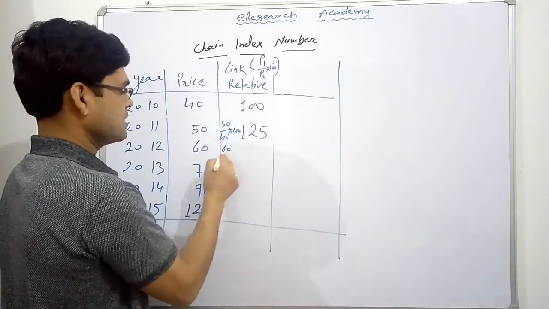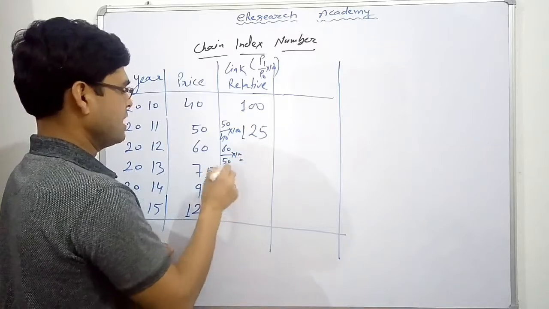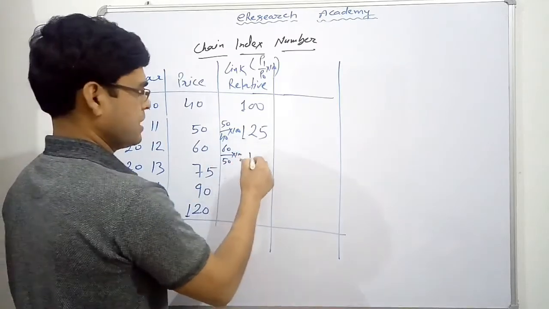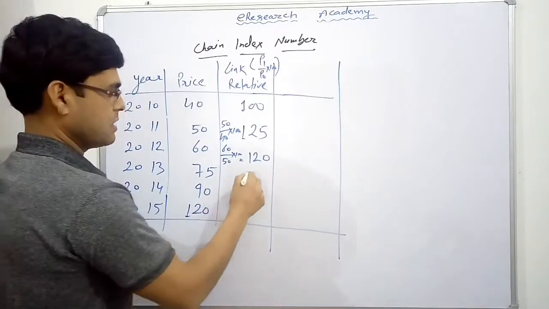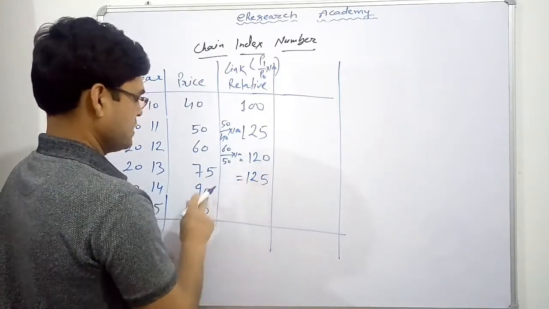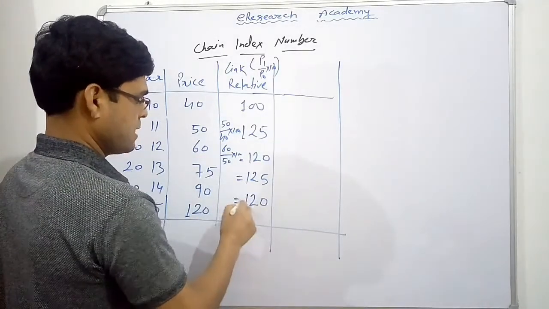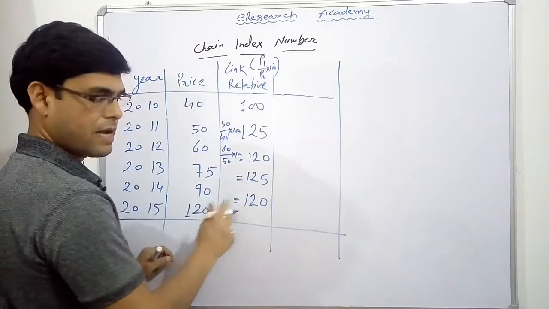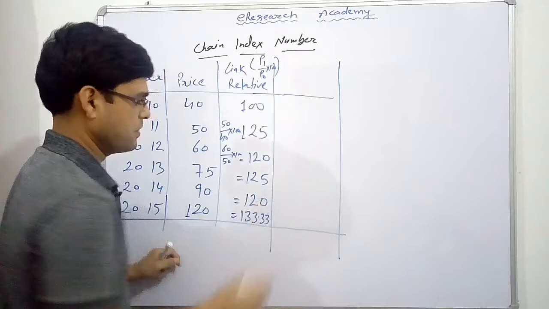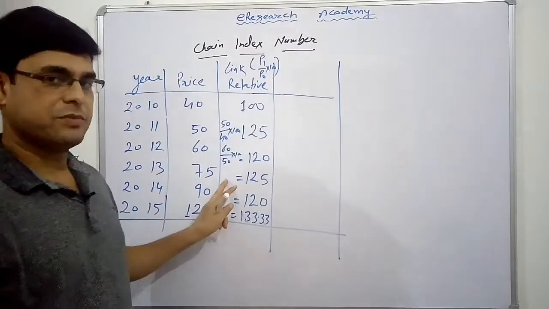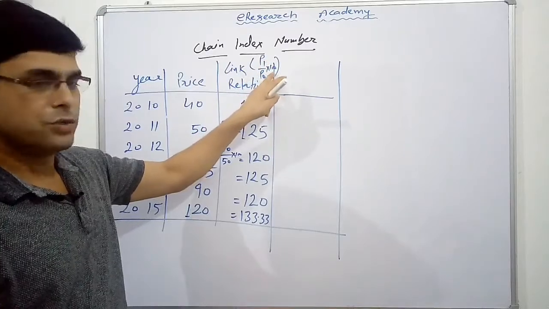Then for the next year, 60 upon 50 into 100 gives us 120. Then 75 upon 60 gives us again 125. 90 upon 75 gives us 120, and lastly 120 upon 90 gives us 133.33. So these are our link relatives. Link relatives are nothing but P1 upon P0 into 100.